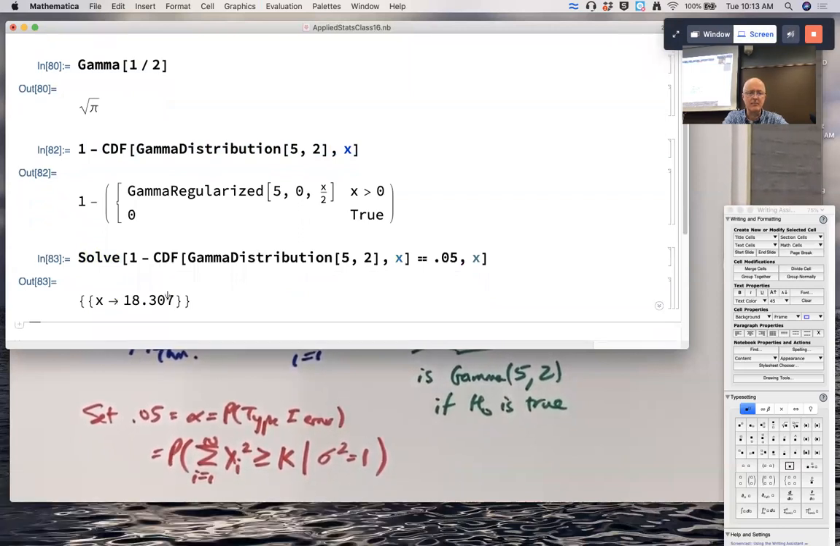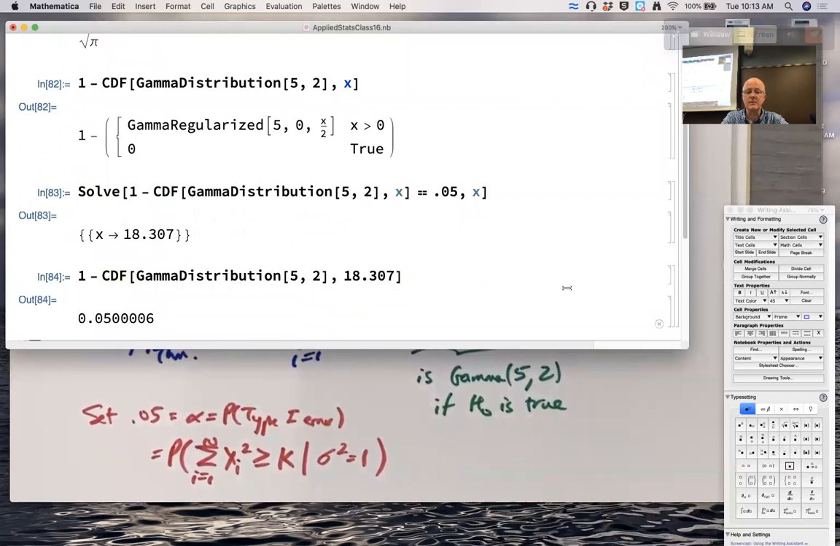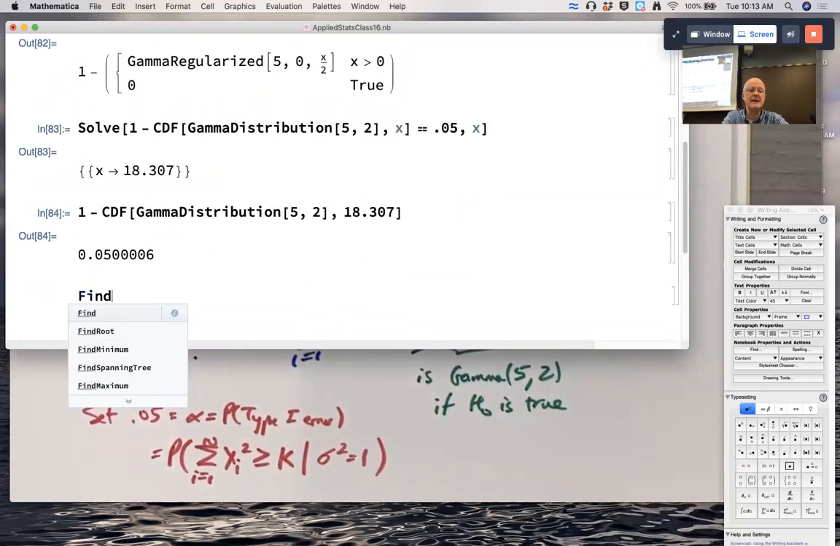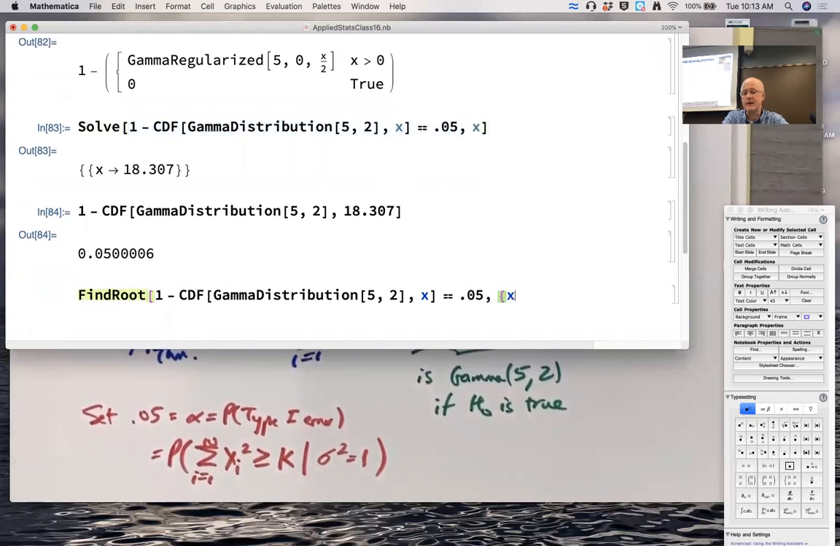We could check it by plugging it back in. I wasn't expecting Solve to necessarily work. I was expecting maybe having to use FindRoot. Seems to have worked. In general, Solve solves things algebraically. If Solve doesn't work, or if NSolve doesn't work, you have to use FindRoot, which is more of a numerical process, so it's not trying to solve things symbolically.